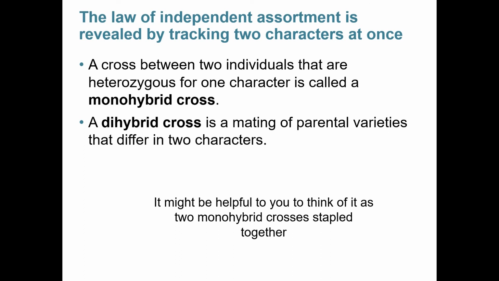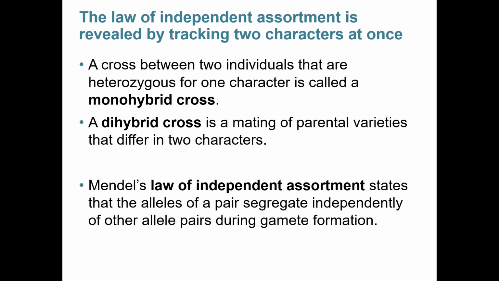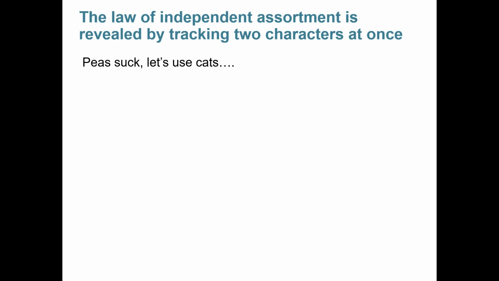The reason you can get away with separating dihybrid crosses into the 2 monohybrid crosses they represent is because of the law of independent assortment, which states that alleles of a pair segregate independently from all other allele pairs during gamete formation. So I don't know about you, but I'm tired of using P's, so we're going to use cats. And we're going to use the following cats.